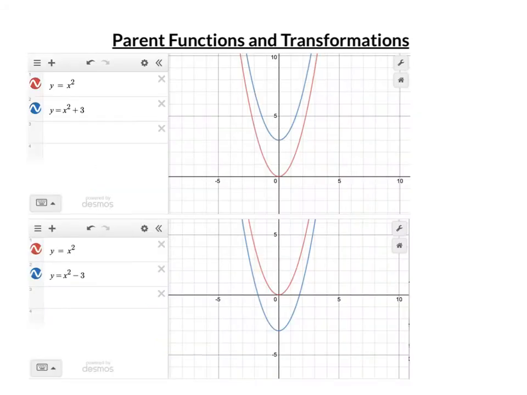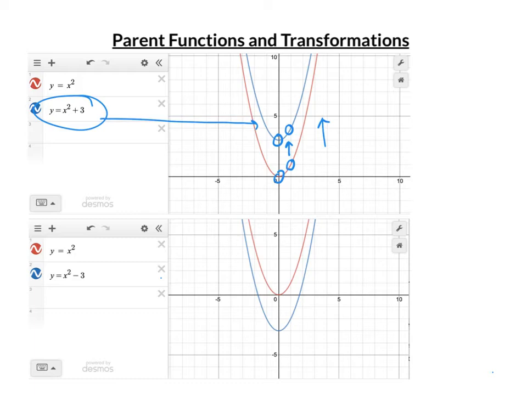Here are two graphs from Desmos. Notice how in the red, y equal x squared, those are the values from the table we just graphed. And in the blue, we're adding 3 to every y, so everything went up by 3. See how 0 went up to 3? And when x was 1, it went up to 4. Everything increased by 3.